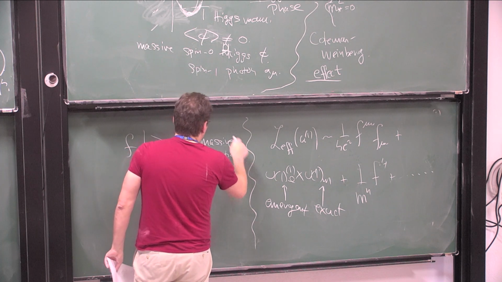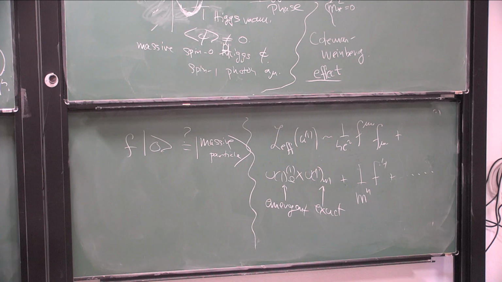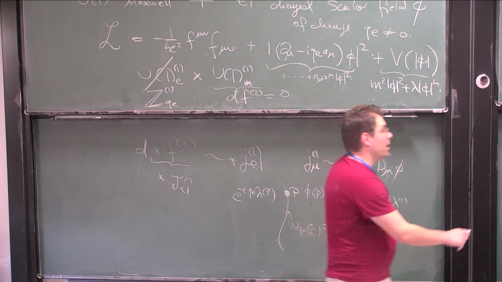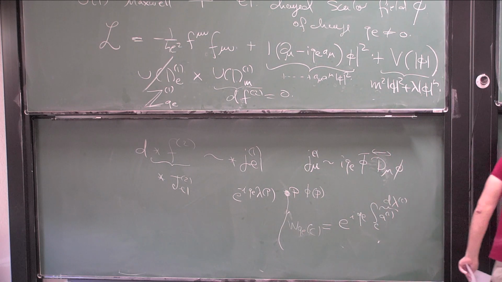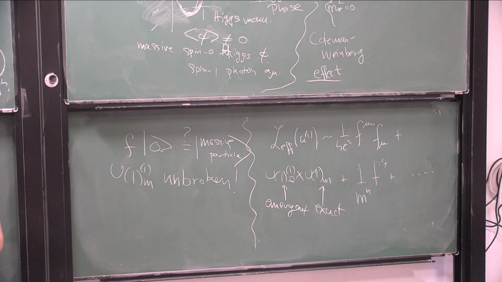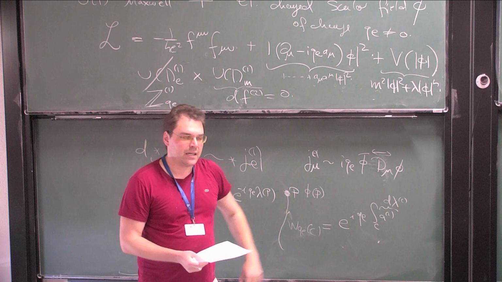There are no massless particles in this model. And therefore, there's no Goldstone boson for this U1 magnetic symmetry. So therefore, the U1 magnetic symmetry is unbroken. The Higgs phase is distinct from the Coulomb phase through the way that it realizes the magnetic one-form symmetry.